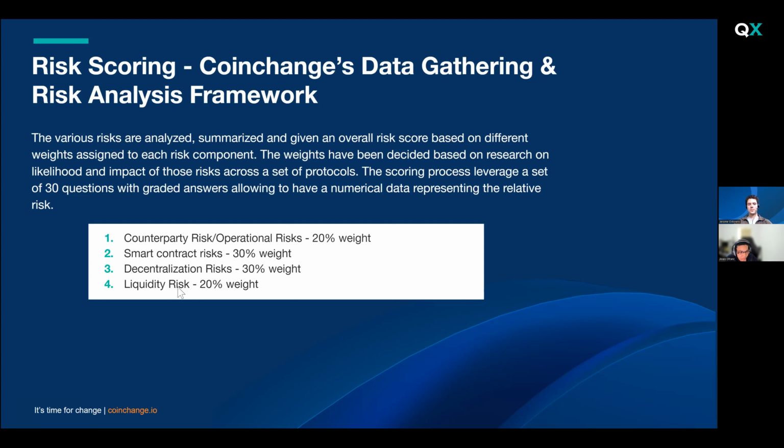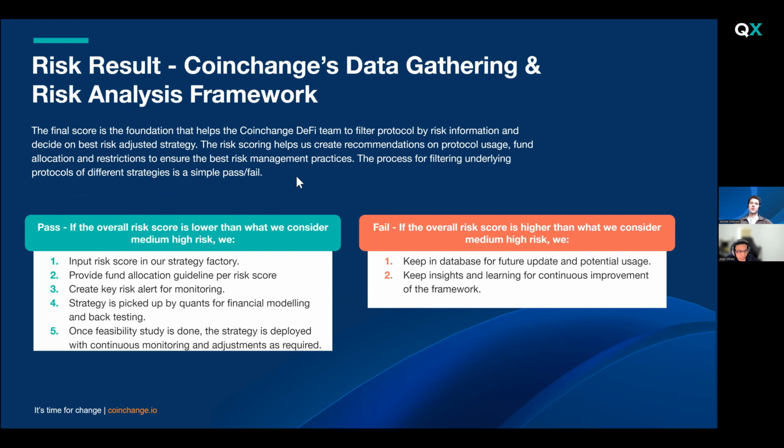Liquidity risk could be one aspect as well that could be bumped up, for example, but this is carried and mitigated in the next step of our risk assessment framework, which is directly happening at the strategy level. So what I've presented here is pretty much what we call in traditional finance the due diligence process.